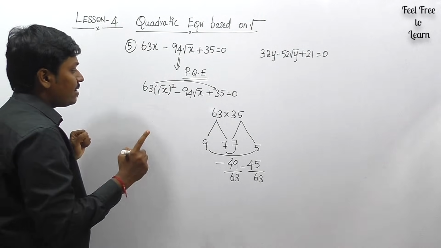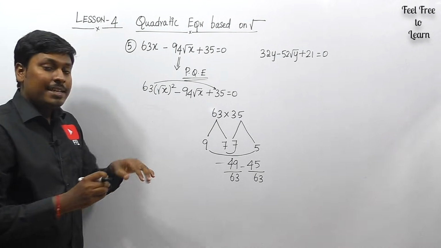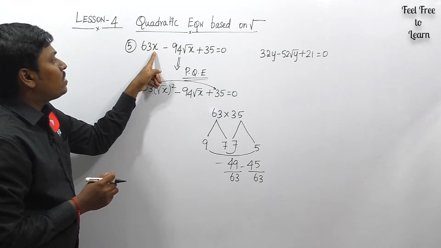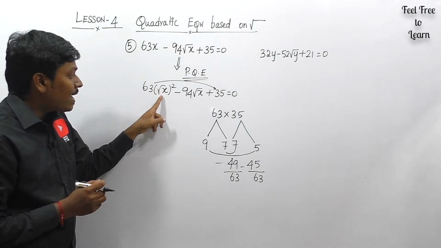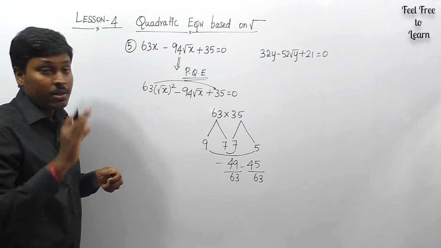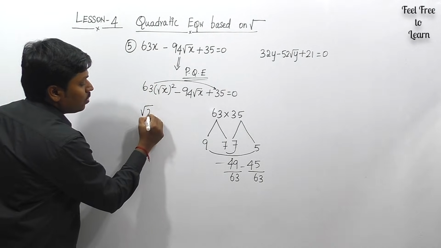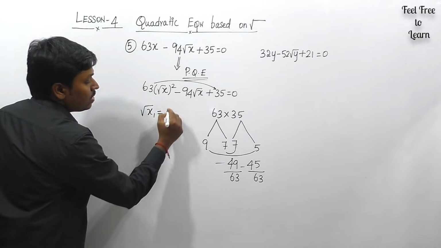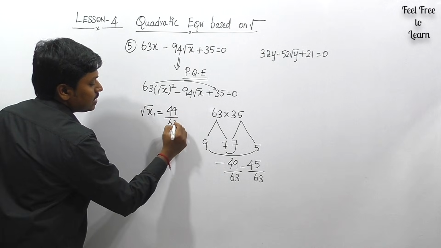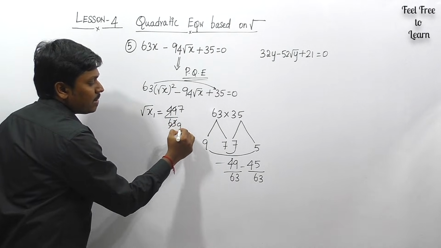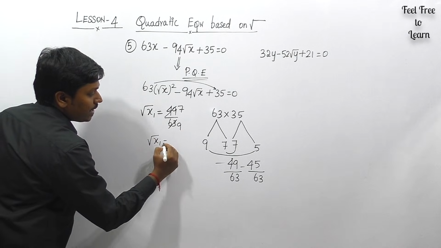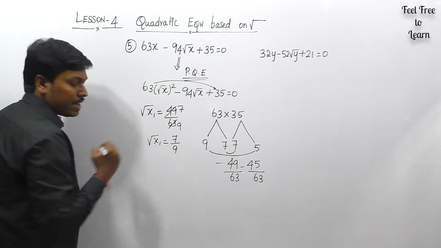So friends, listen carefully, here it is one of the most important steps. In the previous question, the question looks like 63 x square, x and a constant, but here the x is in terms of root of something. So you should write this equation as root of x1 is equal to 49 divided by 63. I think we can cancel this. When we cancel this on 7 table, 7 divided by 9. So finally root of x1 is equal to 7 divided by 9.